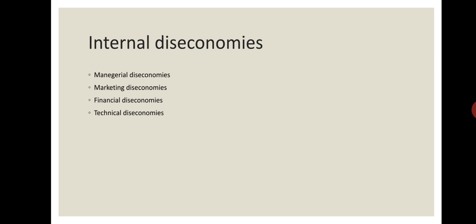This stage of decreasing returns is associated with internal diseconomies. Diseconomies is nothing but disadvantage. In other words, internal diseconomies limit the large scale of production, which are as follows. The first one is managerial diseconomies, the second one is marketing diseconomies, the third one is financial diseconomies, and the fourth one is technical diseconomies.